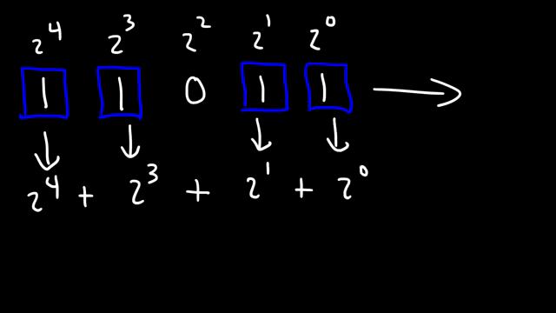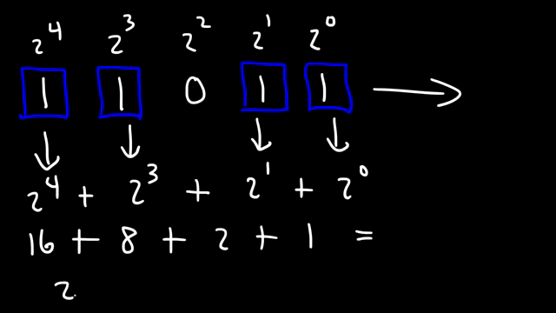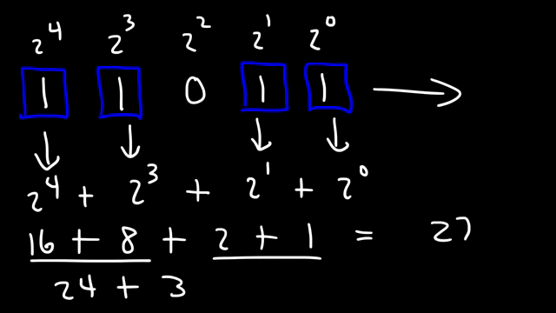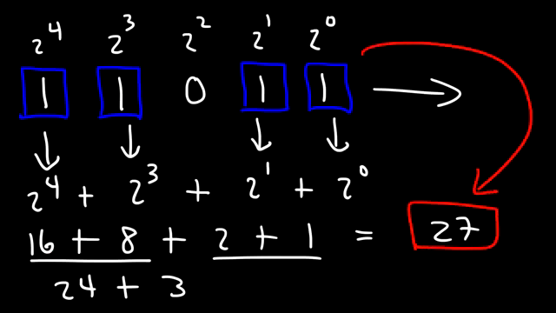So based on that table, or rather the information on the last page, we said that 2 to the fourth power is 16, 2 to the third is 8, 2 to the first is 2, and 2 to the 0 is 1. So now let's add. 16 plus 8 is 24, and then 2 plus 1 is 3. So the final answer is 27. And so that's how we can convert a binary number into a decimal number.